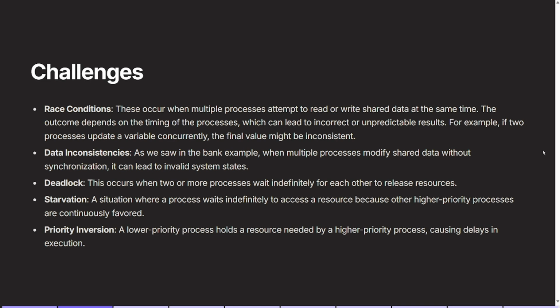Starvation. A situation where a process waits indefinitely to access a resource because other higher priority processes are continuously favored. Priority inversion. A lower priority process holds a resource needed by a higher priority process, causing delays in execution.